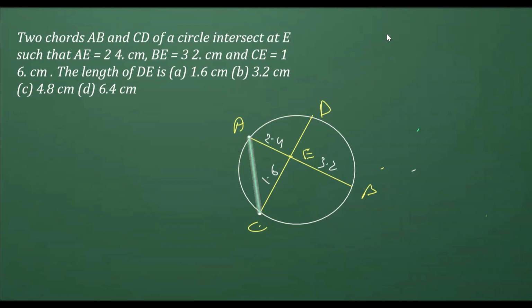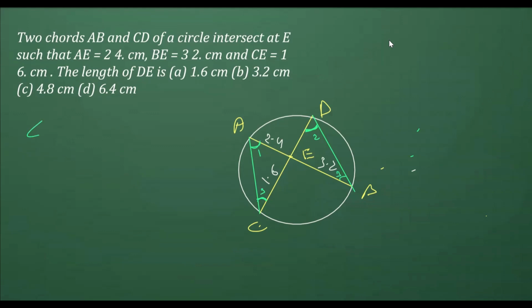I'll join AC and BE. Now what we know is that angles in the same segment are equal. So these two angles will be equal, right? Say I name this as angle 1 and angle 2. Similarly, angle 3 should be equal to angle 4.